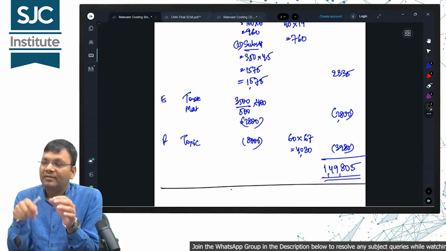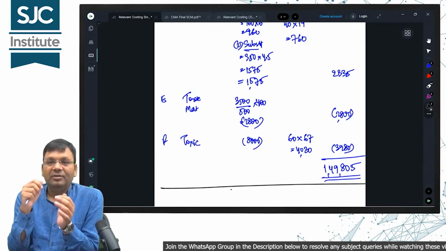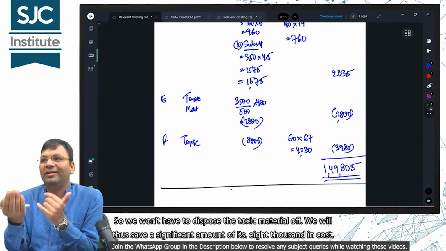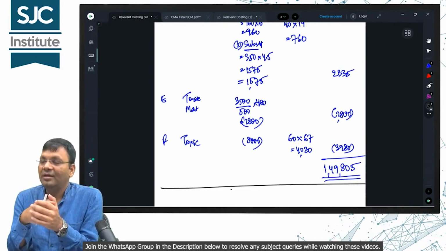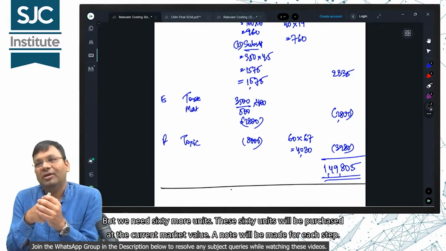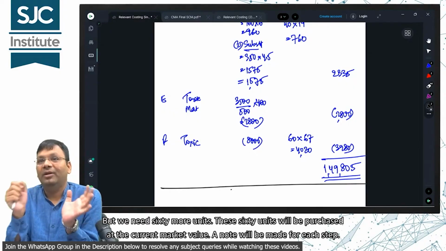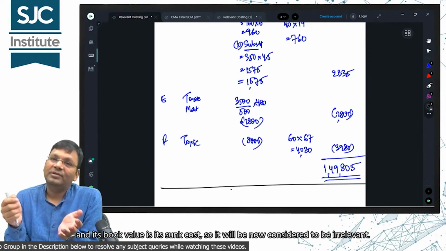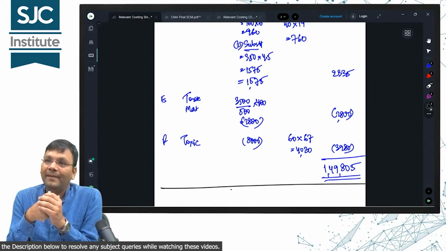Material F. Since this is toxic in nature, we won't have to dispose of the toxic material. We will thus save a significant amount of 8000 rupees in cost. But we need 60 more units. These 60 units will be purchased at the current market value. A note will be made for each step. And its book value is its sunk cost, so it will now be considered irrelevant.